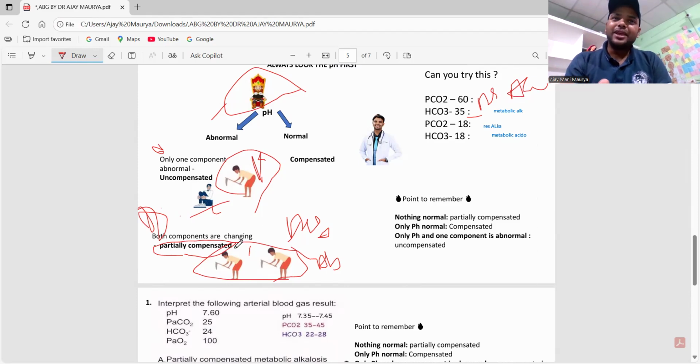See here, now. Partially means what? A little bit. It means these two are working hard, but still the pH is not normal. That is partially compensated.